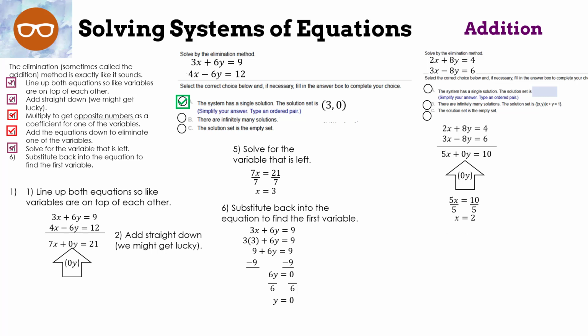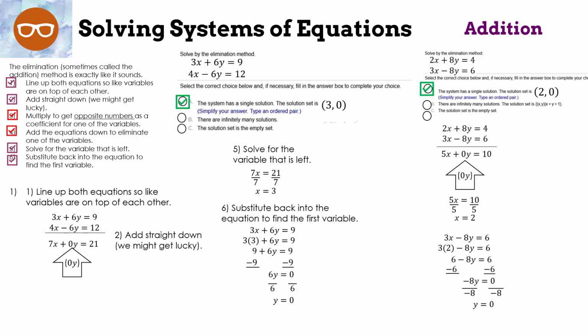Now, we're going to back substitute. Doesn't matter which equation you use. I decided to use the second one. I'm going to put 2 in for x. 3 times 2 is 6. Subtract 6 from both sides. Then I have to get y. I'm going to divide by negative 8, and y is 0. So, my answer is A, the system has a single solution, and that solution set is 2, 0. Remember to put it in parentheses.